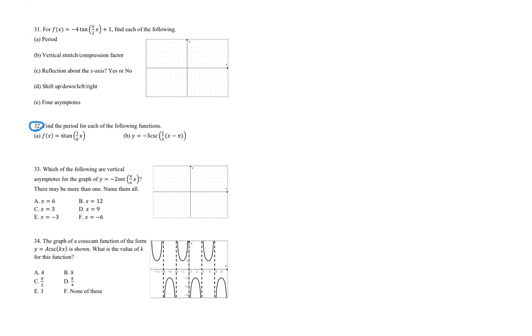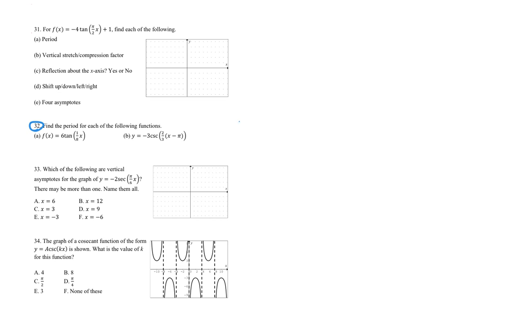Let's now look at problem 32, where we're asked to find the period for each of the following functions. So for part A, we have a tangent graph, and we know that for a tangent graph, our period is pi over b. What is our b value? Well, that's what's in front of our x. So our b value is 1 over 8. So our period is pi over b, which is pi over 1 over 8, which is 8 pi.